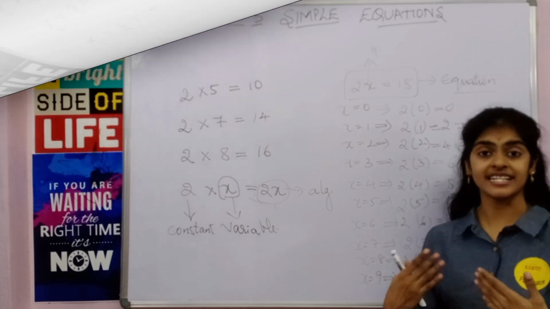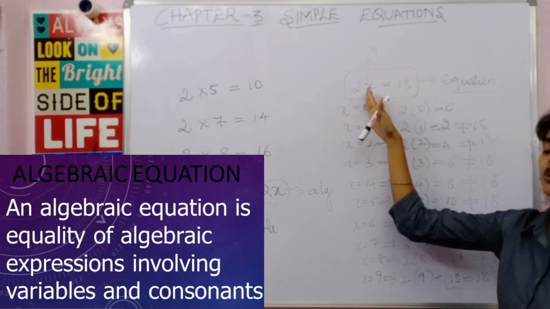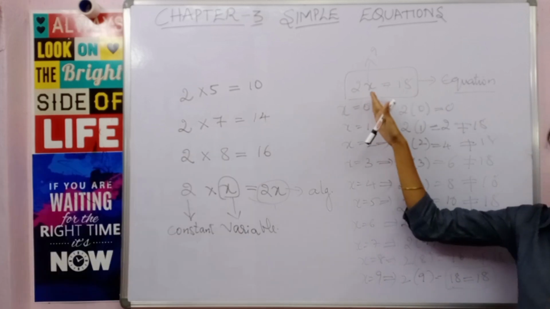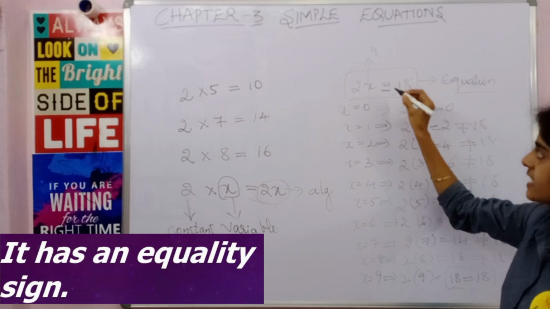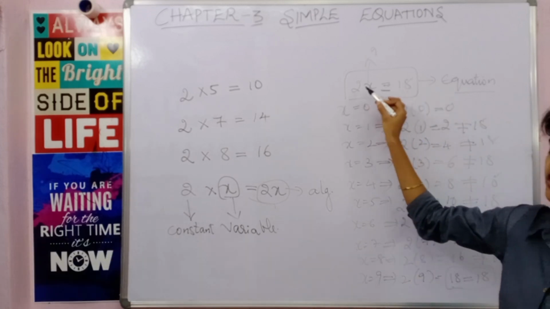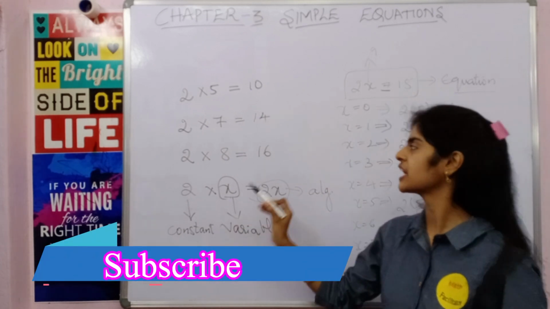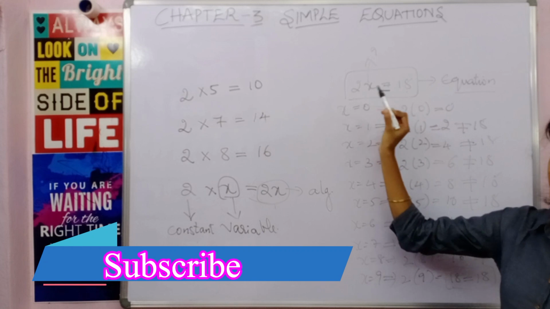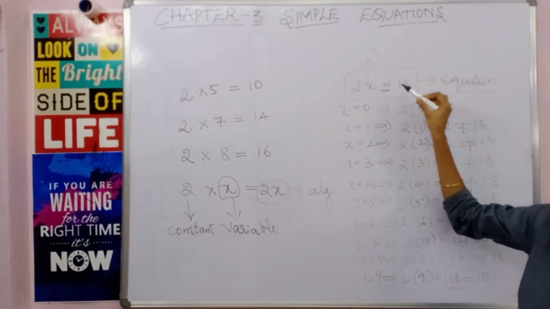Clear? So let us revise now. This is an algebraic equation which contains an algebraic expression on both the sides, and you have equality in between. So this is the equality sign in between the two algebraic expressions you have. Now what is an algebraic expression? You have a combination of variables and constants. Clear? So an algebraic equation is nothing but it has algebraic expressions on both sides of the equality sign.